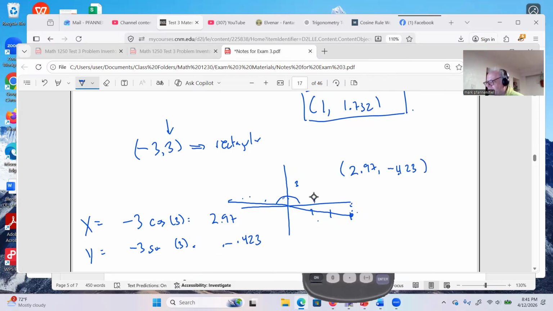As I'm trying to graph this, 1, 2, 3-ish, and then down by a little bit, and I get something in the fourth quadrant. I'm pretty happy with how that ended up. Okay, so that's how you do a conversion problem.